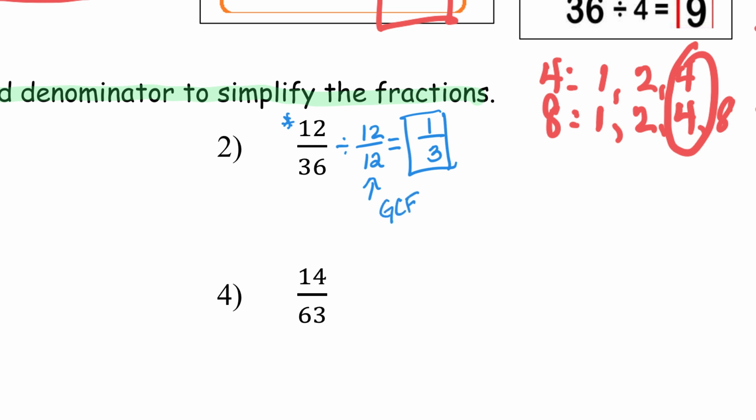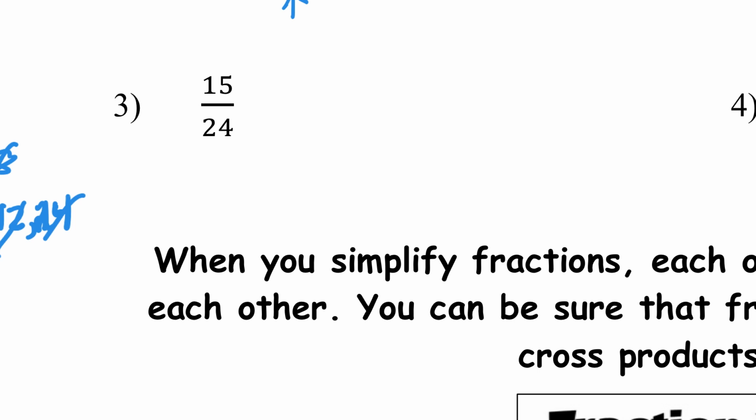Let's go on to number 3. Number 3 is 15 over 24. Now, first thing I'm going to ask myself, can 15 be divided evenly into 24? And obviously, I know that answer is no. So what does that mean? That means I'm going to have to go ahead and make a T-chart.